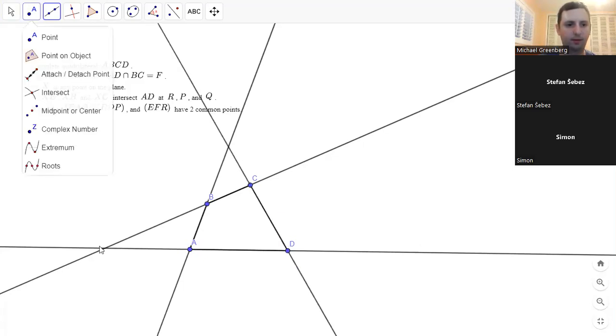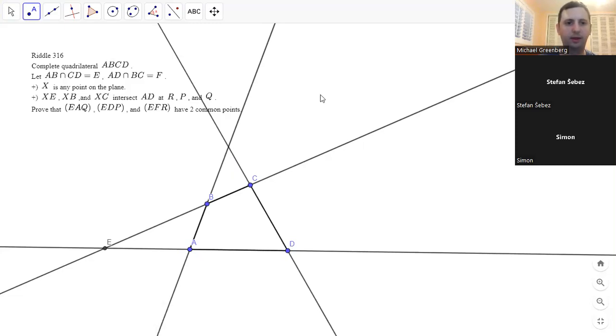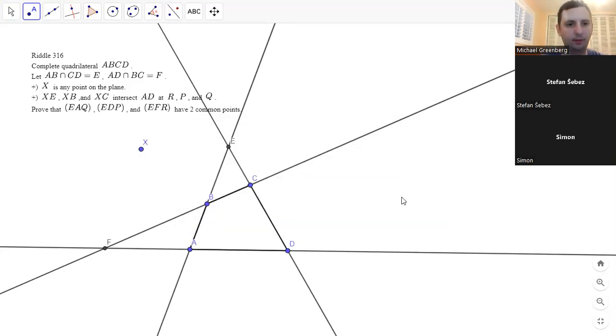So we have this point and this point. Oh, AB, sorry, that should be E, and this should be F. And then we have a point X that's just anywhere. And we draw XE, XB, and XC. Maybe I'll move it like here or something.